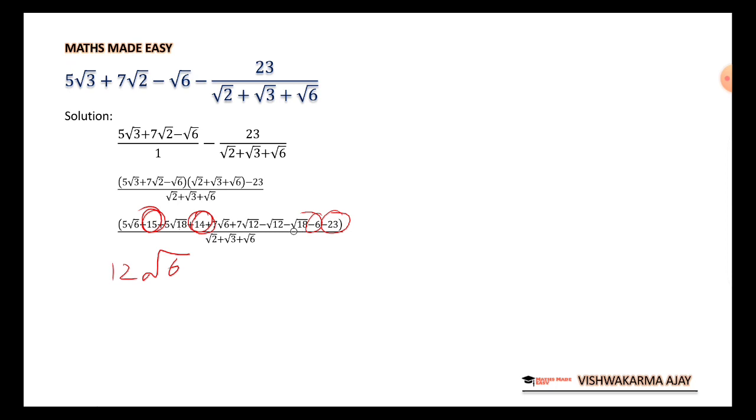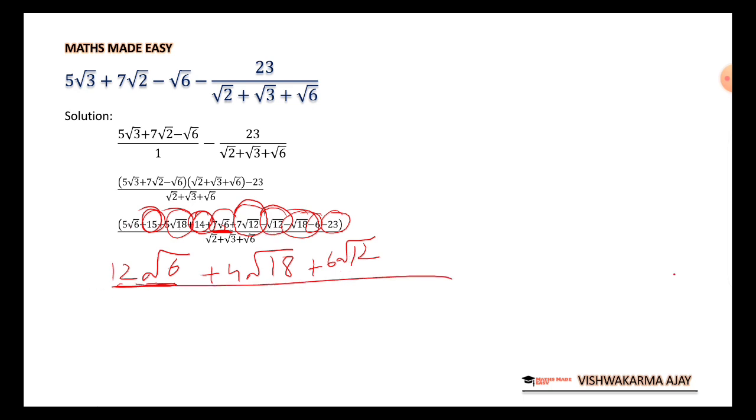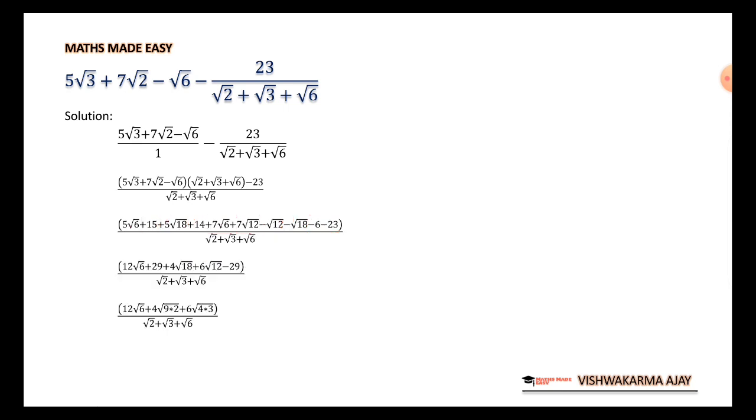5 root 18 minus root 18 becomes plus 4 root 18. 7 root 6 and 5 root 6 are done here. 7 root 12 and minus root 12 gives 6 root 12, because this is plus 7 and minus 1. Here we are: 12 root 6, 29, 4 root 18, 6 root 12.